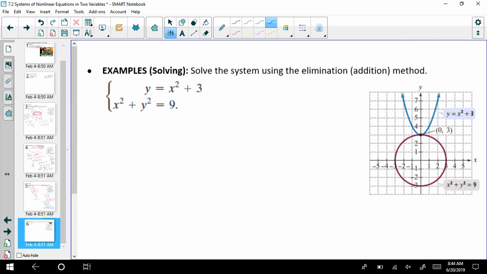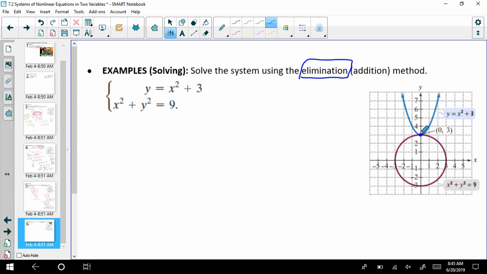All right, and this last one here, solve the system. Again, we're going to use elimination. If I look at the graph, I can see I'm only going to have one solution, (0, 3). So let's see mathematically how that would work out.